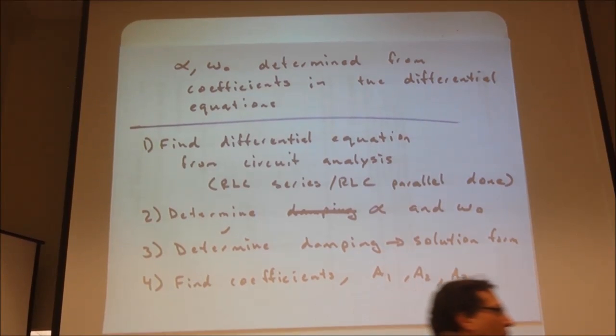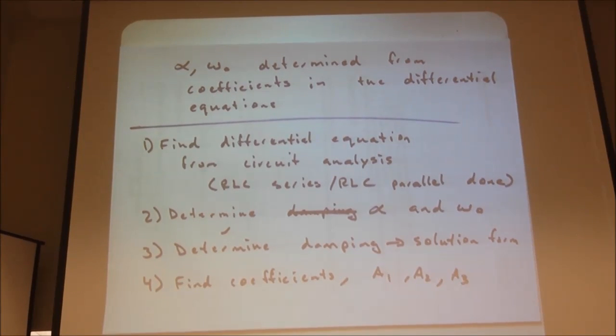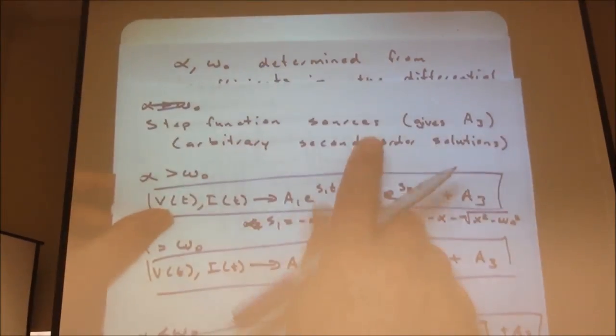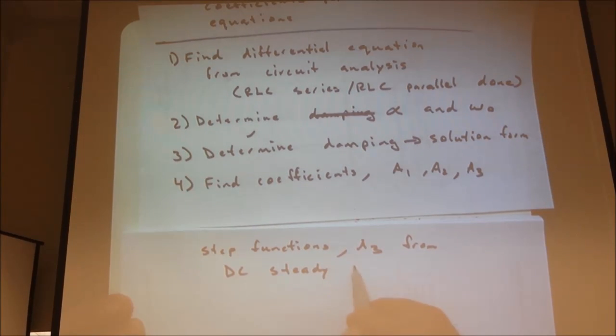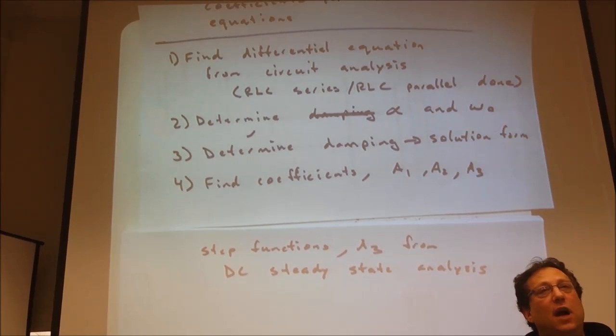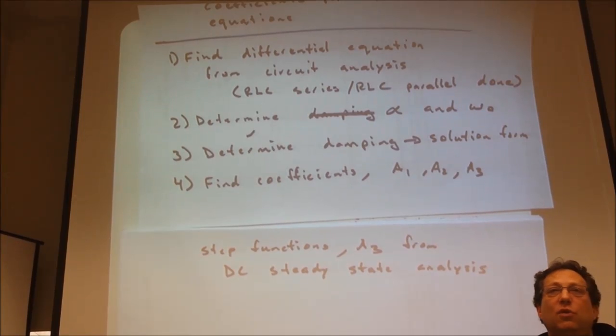A3. So for our step function sources, and that's what we said on the previous page, we can say step function sources, A3 from DC steady state analysis. So you can get that by just drawing the DC steady state circuit, finding the current or the voltage or whatever the thing of interest is as time goes to infinity, the same way you did with first order circuits.